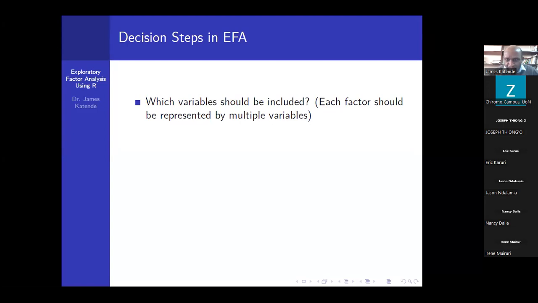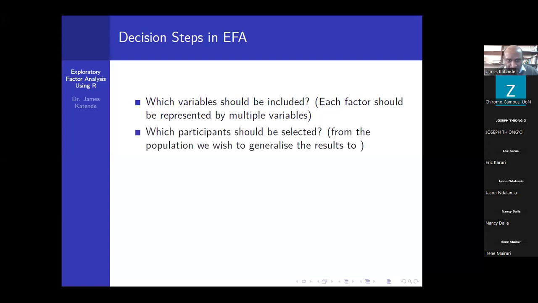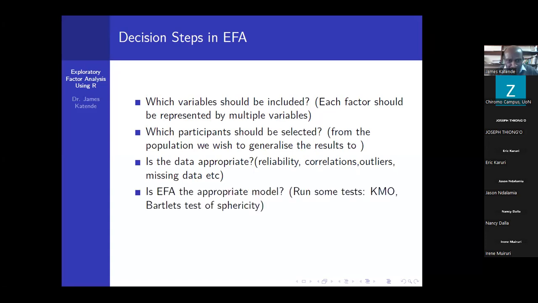So the participants should be selected from the population you wish to generalize to. Otherwise, you may not get reliable results. You may have to clean the data, check reliability, correlations, outliers, and if there's any missing data. We shall not handle replacement of missing data in this case, but there are ways of imputing data. I'm not too good at that, so we will not handle missing data problems.